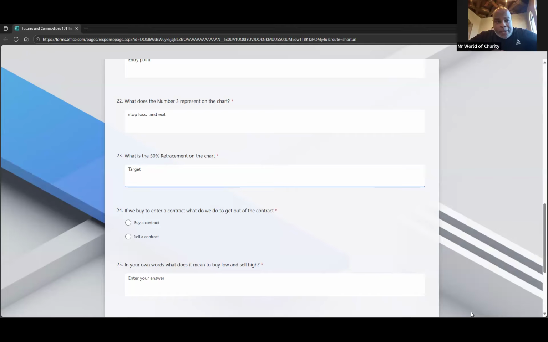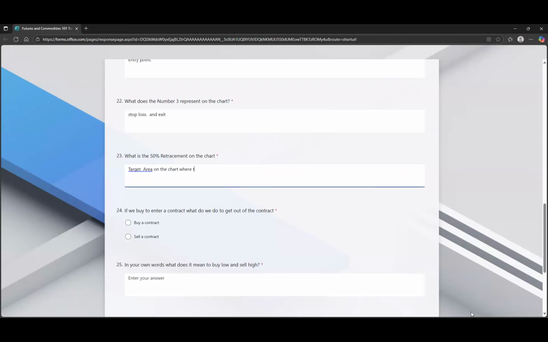So the 50% retracement is an area on the chart where we look to see the market retrace back to its 50%, halfway mark. It's the area that we look to see the market retrace back 50% of the move that it just made on the chart. And we use that as our target when we get into trades. Okay. All right.